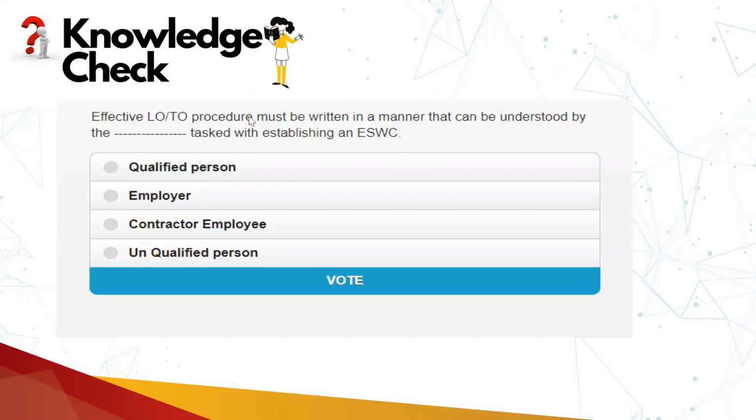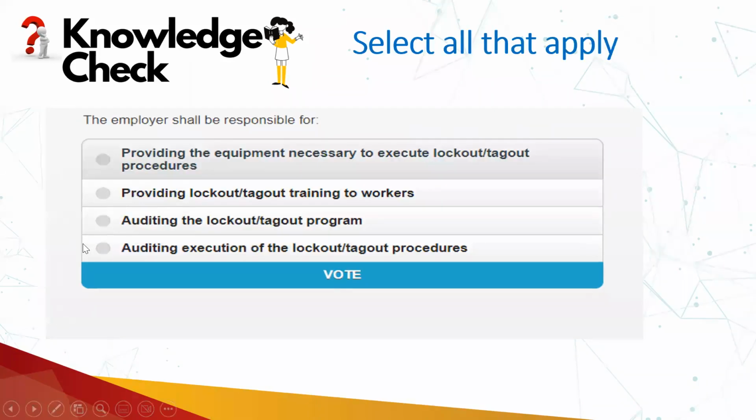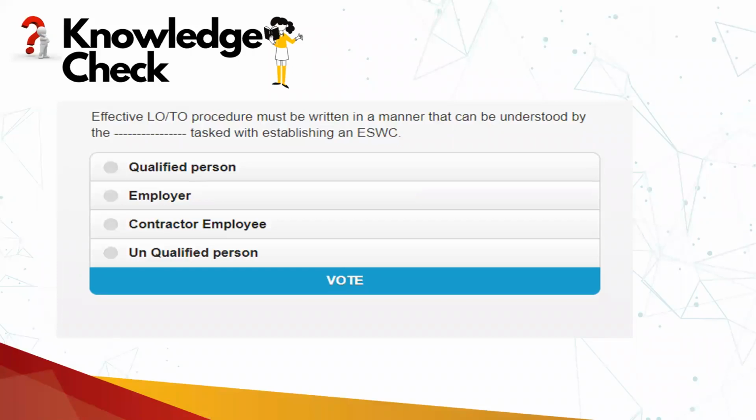So an effective lockout and tagout procedure must be written in a manner that can be understood by all the employees who are involved in the establishing, who are involved in the lockout and tagout procedure. So that would be the right answer. Okay, any question on this one?